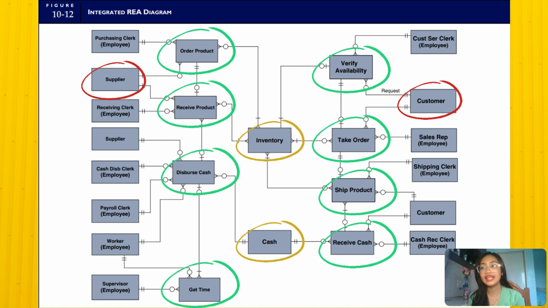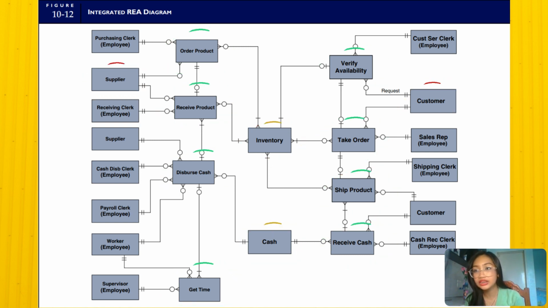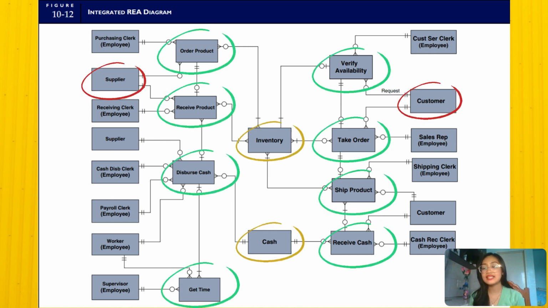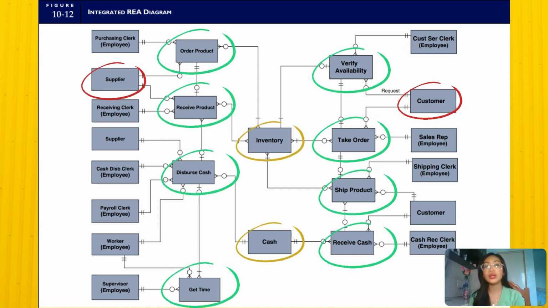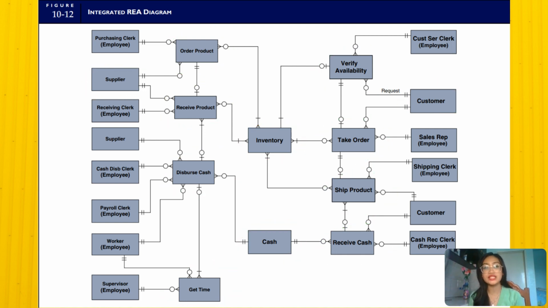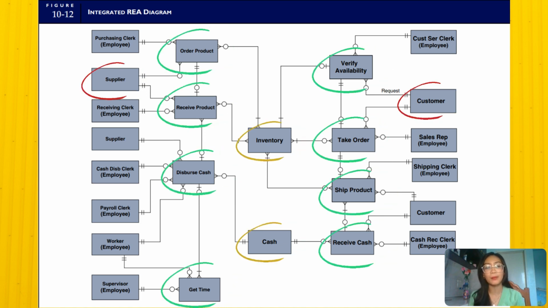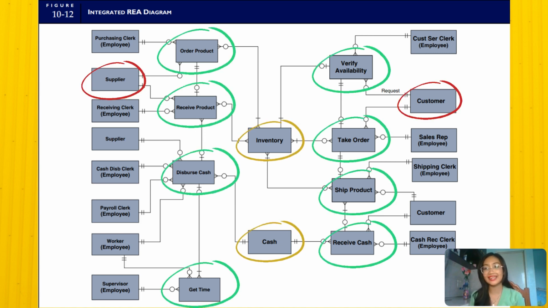Ang mga hindi naman natin in-encircle, like the purchasing cash, receiving cash, and such, would be our employee, and these are the 10 internal agents represented in figure 10-12 that will be collapsed into a single employee table. Lastly, the five M is to M relations represented in the diagram will each require a linking table.